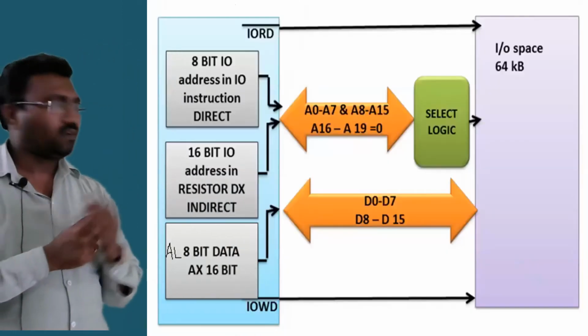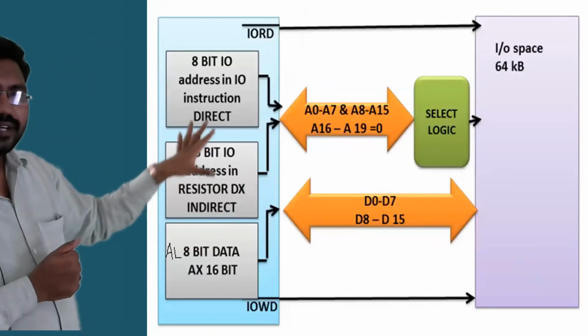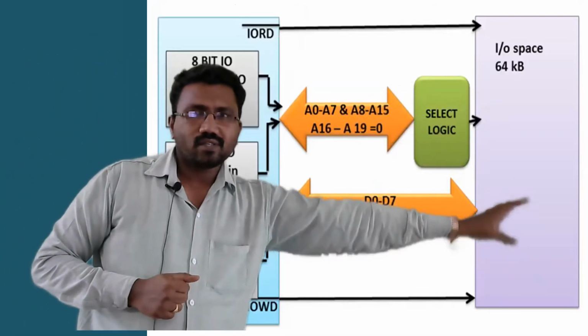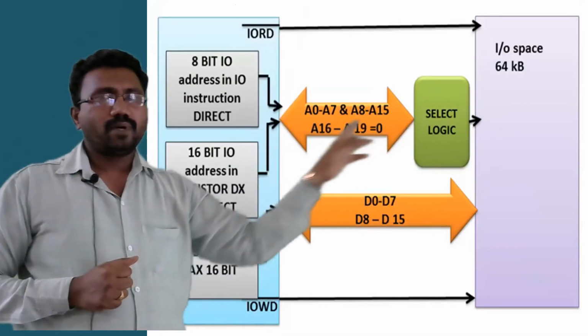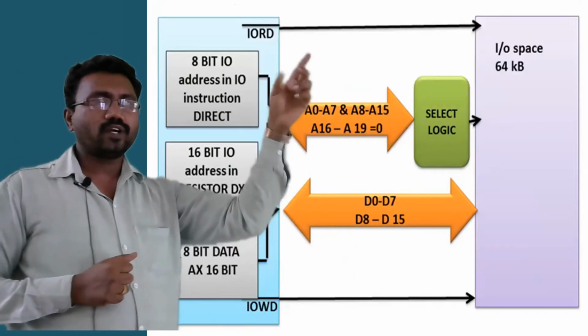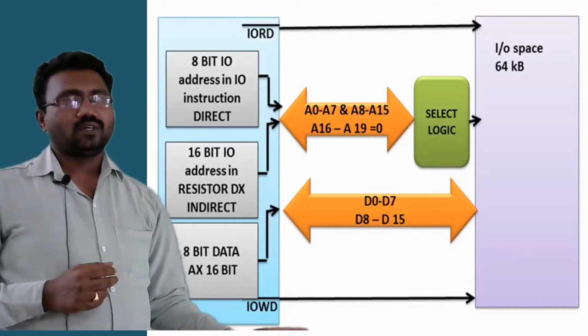Now we'll discuss how the addresses are generated. This is the 8086 processor. This is the I/O space of the 8086. What is the I/O space? 64 KB. Here are the address bus, data bus, and control lines: this is I/O read, and this is I/O write.